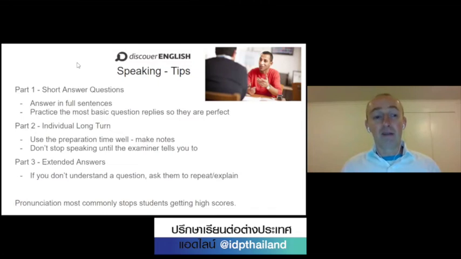And part 3, extended answers. If you don't understand a question, ask them to repeat or to explain it. They can. Sometimes, depending on how experienced the examiners are, they aren't very good at forming questions. It sounds strange, but the examiner actually has to form the question for part 3.